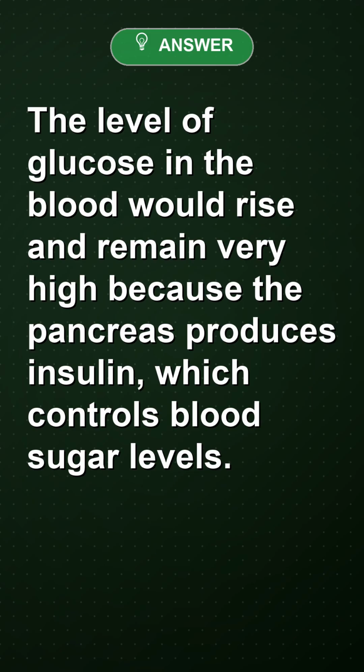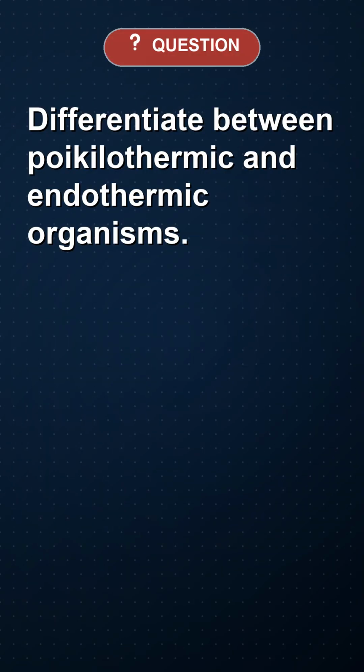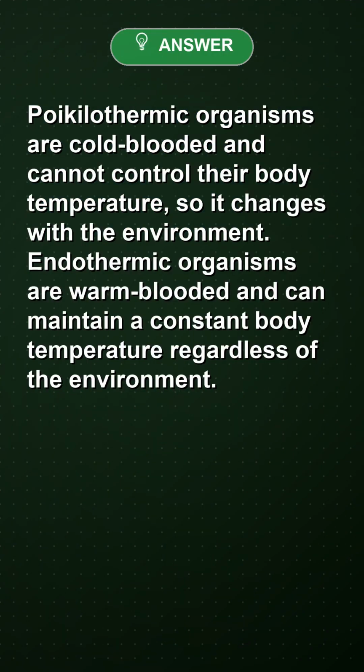blood sugar levels. Differentiate between poikilothermic and endothermic organisms. Poikilothermic organisms are cold-blooded and cannot control their body temperature, so it changes with the environment. Endothermic organisms are warm-blooded and can maintain a constant body temperature regardless of the environment.